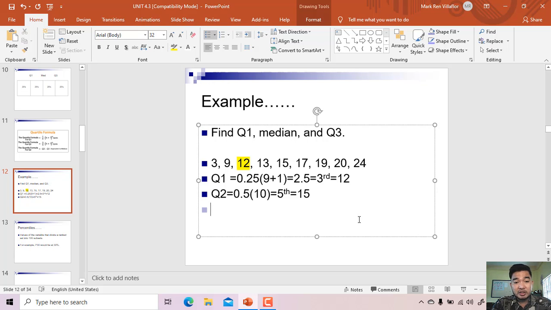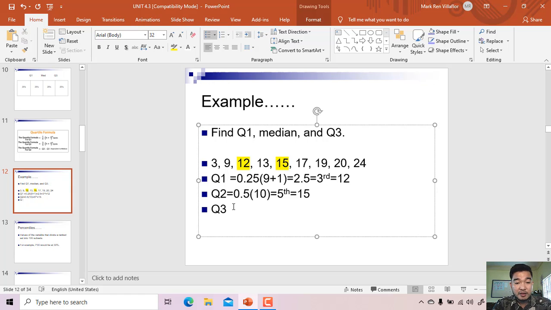Ibig lang sabihin dito, hindi porke na-solve mo na yung first quartile o second quartile, tapos na. Hindi. Pag na-solve mo na yon, ibig sabihin, nakuha mo na yung position niya, hahanapin mo ngayon ano yung number na nandoon sa position na yon. Tulad dito, second quartile natin ay pang 5th at ang pang 5 score ay 15. So that is our median or second quartile.